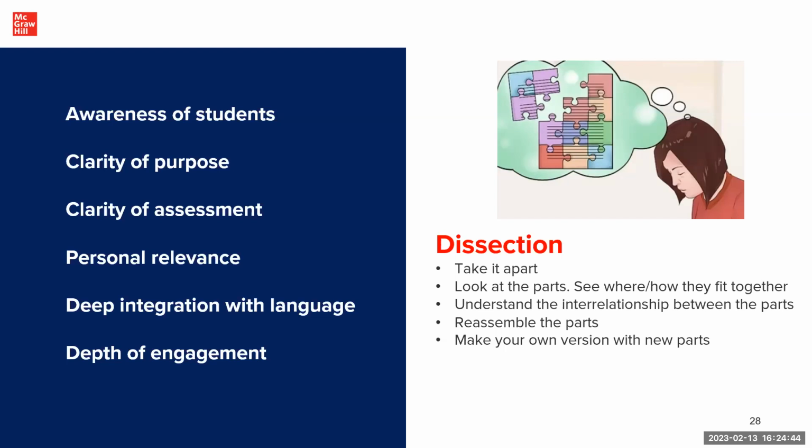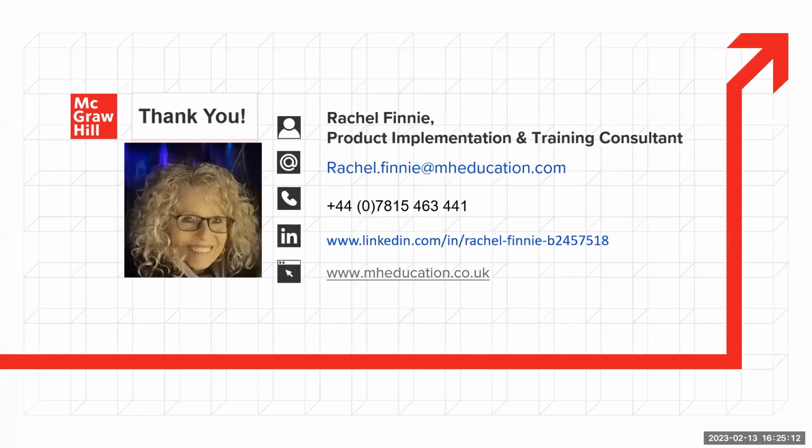We need our students to understand the interrelationship between the parts in a written text that they read, and then to go on to be able to replicate that relationship and that progression in their writing when they reassemble the parts, if you like. And they make, as I said at the very last point here, their own version with new parts because they've become comfortable and confident with the language, and that's where we need them to be, basically. So that's all I've got to say.